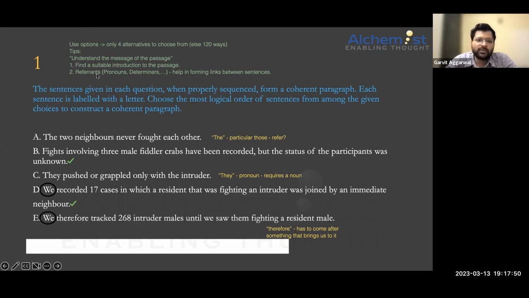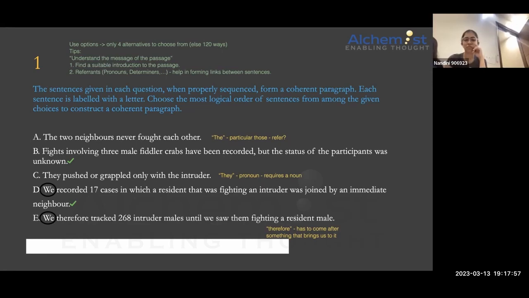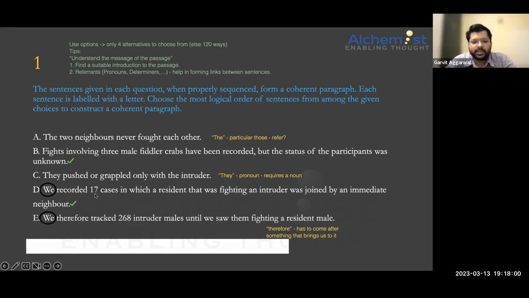Now, which one of them is more suitable as an introduction? B. D. See, in this case, D is talking about a specific scenario when the intruder was joined by a neighbor and so on. This could not have been introduced as the first sentence because you have not even talked about any fights happening. You've not talked about the intruders or neighbors and so on. So D is not forming the best first sentence. So we'll go with option B.